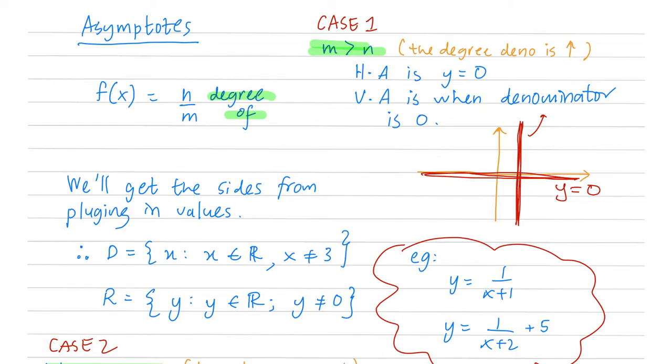Alright, in this video I'm going to discuss 3 cases of asymptotes. Case 1: you see here m is greater than n. Before that, what is m and n?